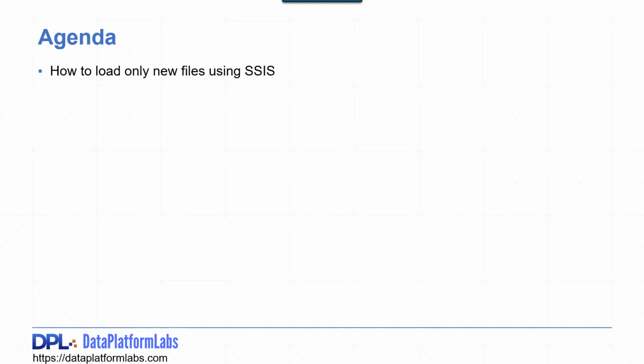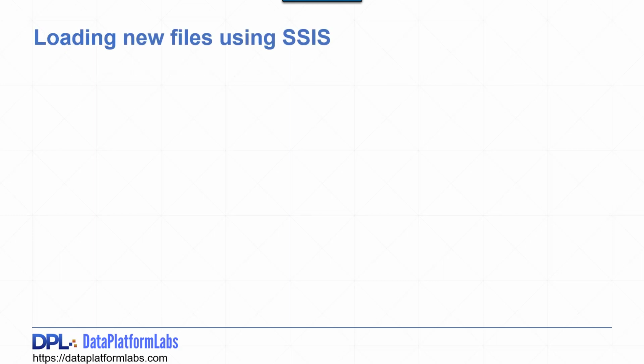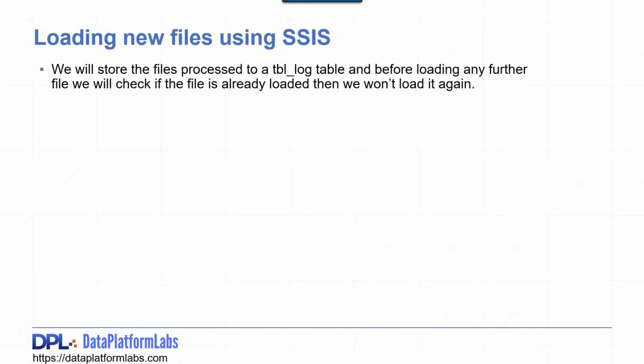So the agenda of today's video tutorial is how to load only new files using SSIS. We will create a SQL table named TBL log in a particular SQL Server database, and then after loading each file we will store the path of the file to that particular SQL table, so that every time before loading any new file we will check if the file is already loaded or not. If the file is not loaded, only then we will load the file, otherwise we will skip that particular file. So without wasting further time, let's jump to the demo.